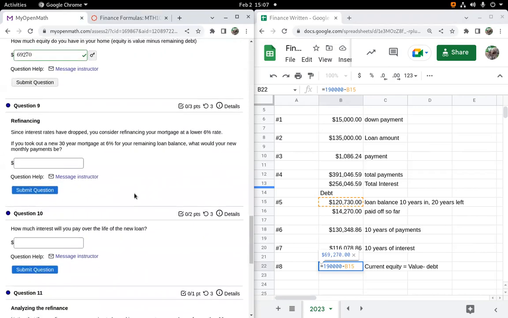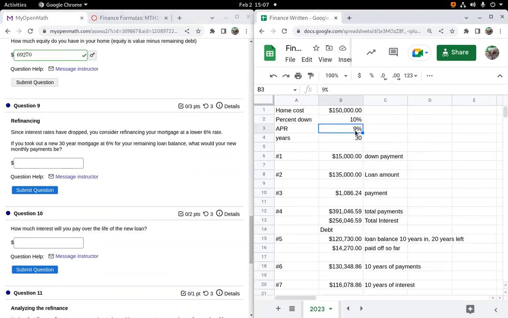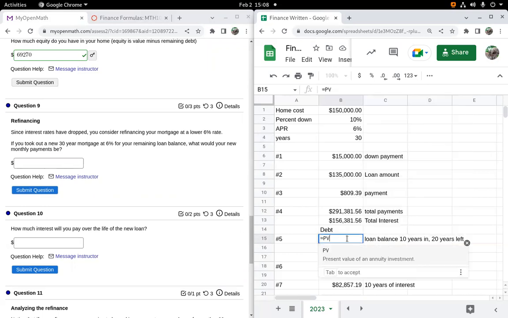All right, refinancing. Since interest rates have dropped, you consider refinancing your mortgage at a lower rate, 6%. A lot better than 9%. Just for fun, if I look at some of this information by replacing that 9 with a 6 up here, which is not quite what I'm asked to do here, but just check this out. At 6%, my payment will go from $1,000 down to $800. I would have paid off a bit more. And let's put this payment back in there. That was present value, rate over 12.